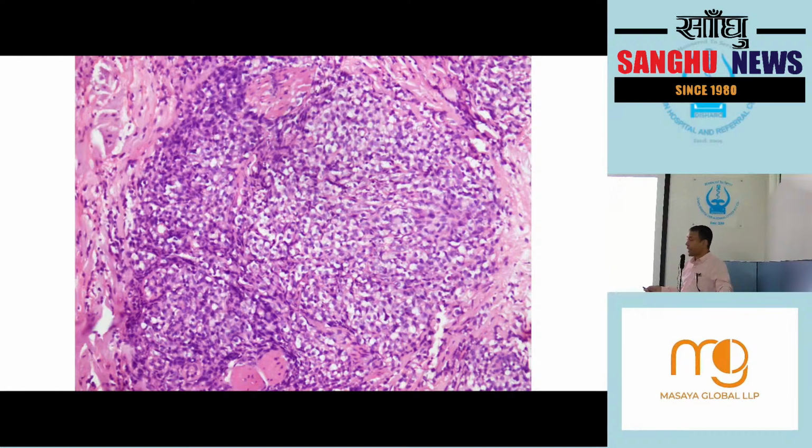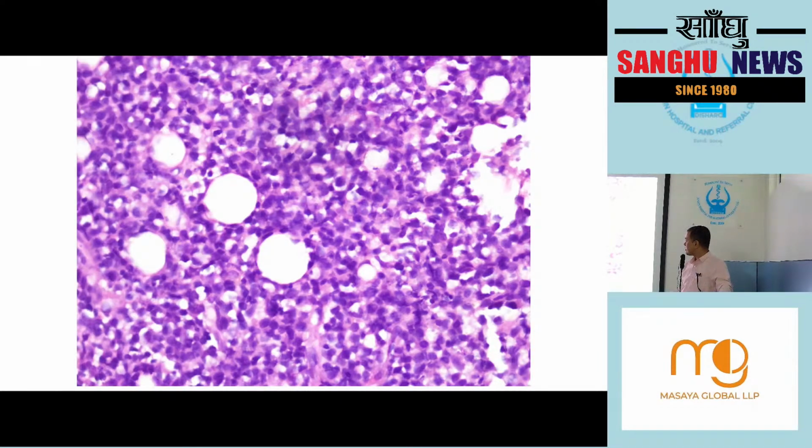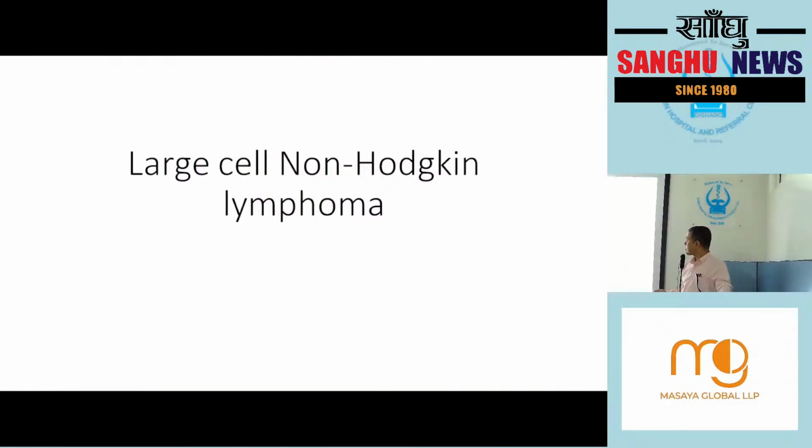Most of the cells look large, and they have involved the subcutis, the intradermis. Okay, this is a closer view. You see the adipocytes. This is the subcutis where the lymphoid infiltrate has involved. And I made a diagnosis of lymphoma. That's all. Large cell in nature. Here I have no doubt reporting it as a lymphoma.